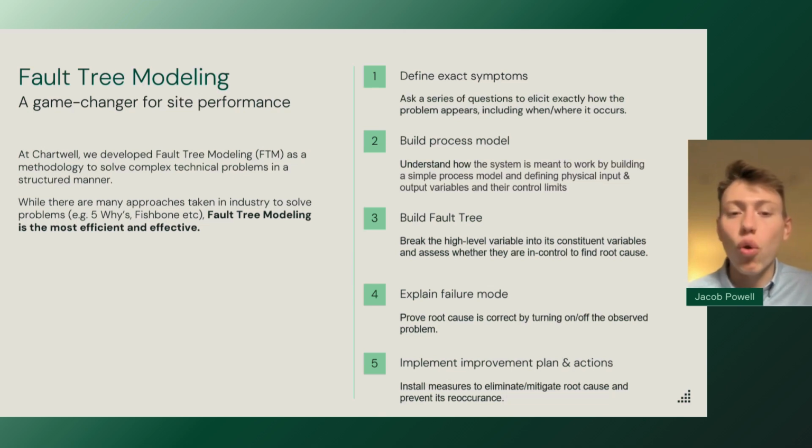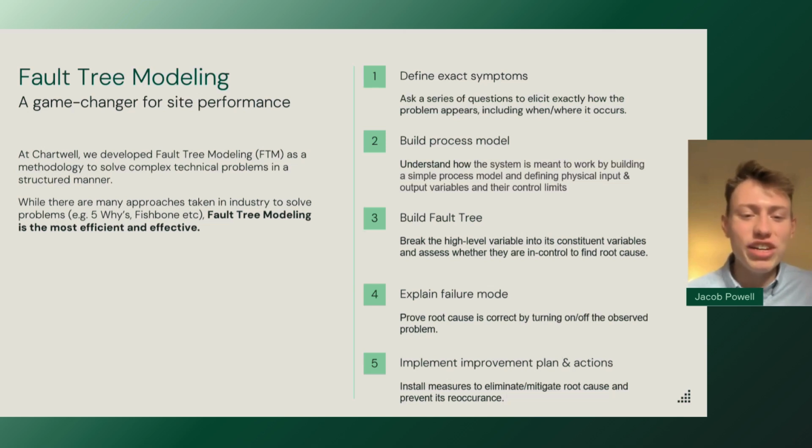Now, steps 4 and 5 relate to once we've found the root cause. In step 4, we should be able to explain the failure mode. What this means is that by putting our finger on the button of the physical problem variable that we've identified, we should be able to turn the problem on and off at will and as desired. And this shows that we really understand the problem and we have got the correct root cause.